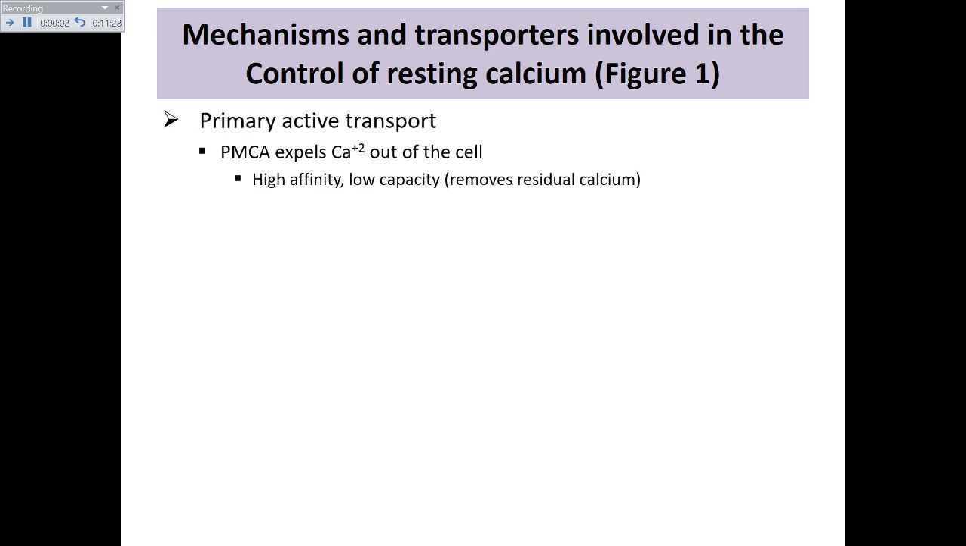So these are the same repetition of the same previous slide. We have different mechanisms to control resting calcium.